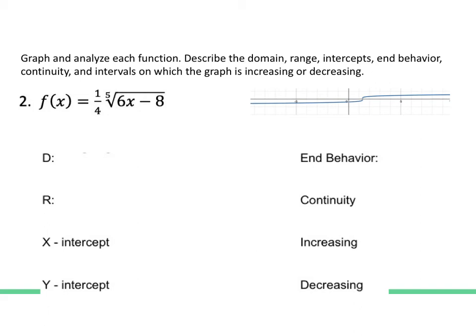In the next example, we're looking at an odd radical. So this one is going to be continuous from negative infinity to positive infinity. There's no restriction on the domain or the range.